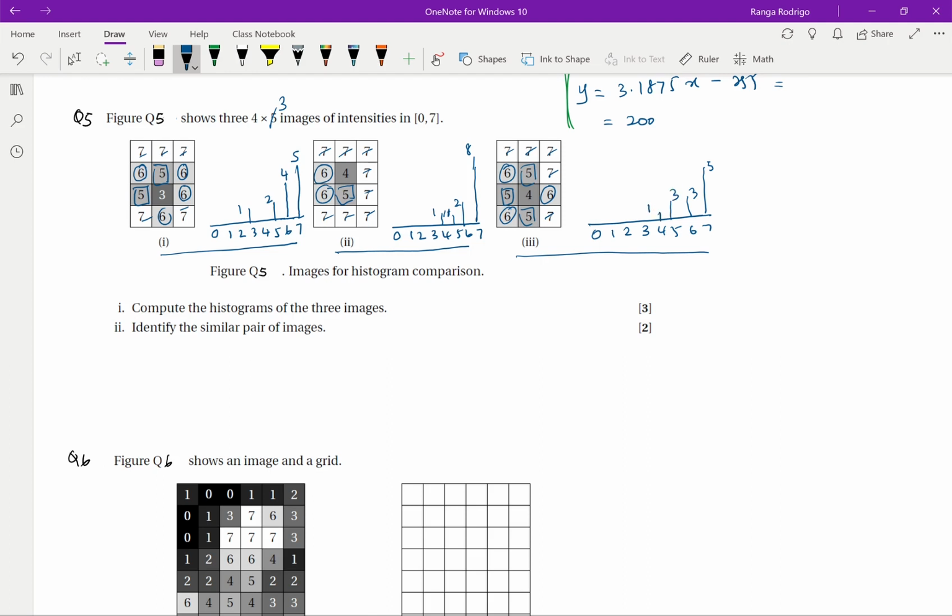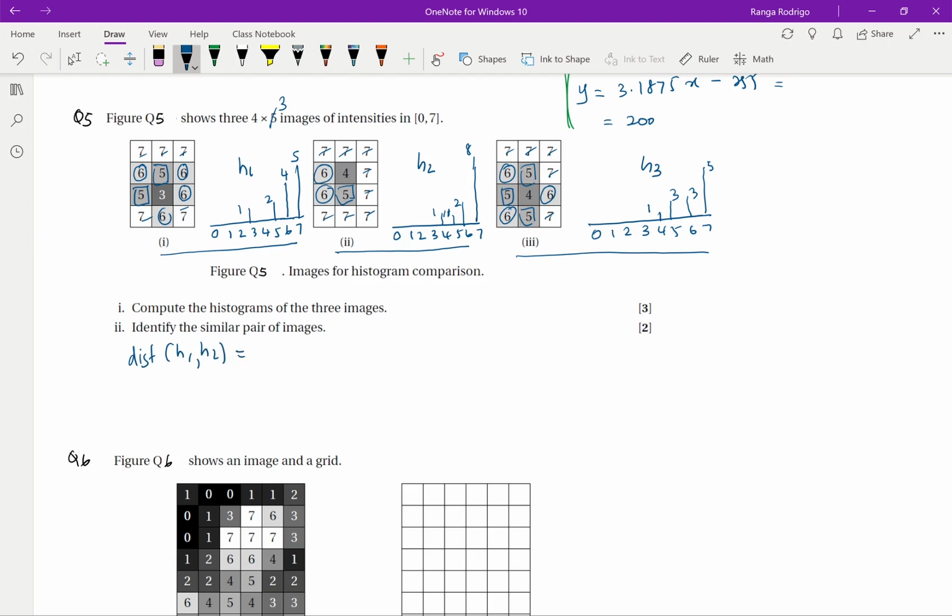Those are the histograms. Then identify the similar pair of images. A similar pair of images has to be identified by the similarity between histograms. So you can subtract the histograms and take the absolute values. Let's call them H1, H2, H3. First, the distance between H1 and H2.